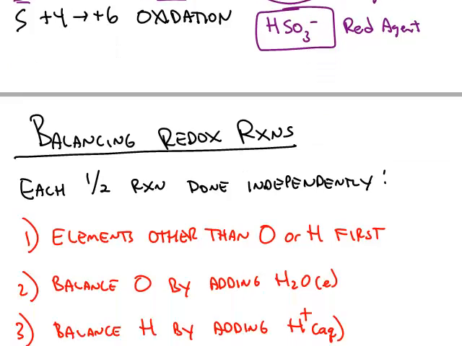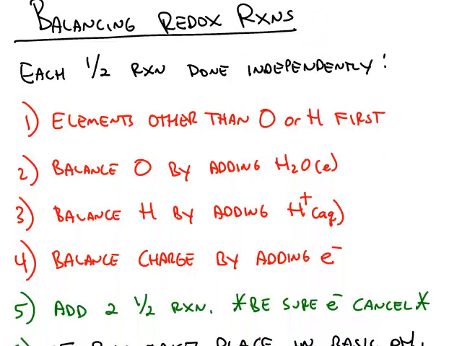Balancing redox reactions can be done if you follow these steps. And you're going to apply these steps to each individual half reaction independently. So first thing to balance is anything that's not an oxygen or a hydrogen. Next, balance oxygen atoms by adding water. We're focusing on reactions that take place in aqueous solution, and we have plenty of water, so we can add the water where we need it.